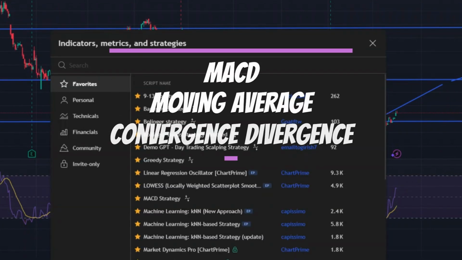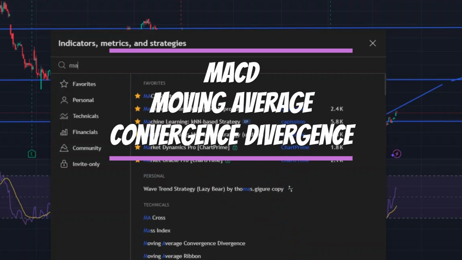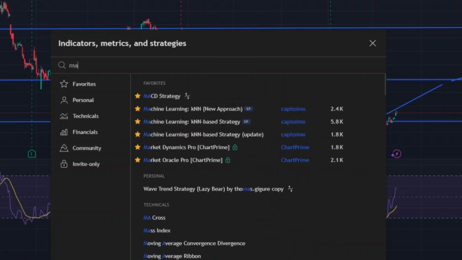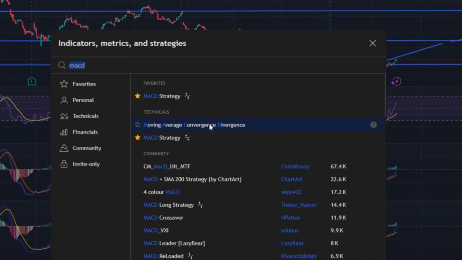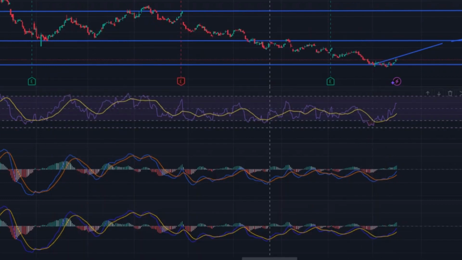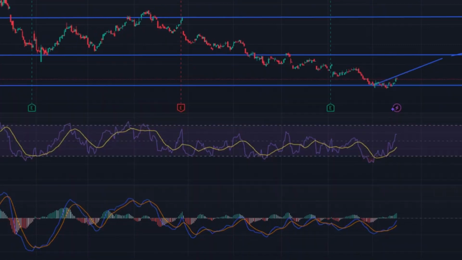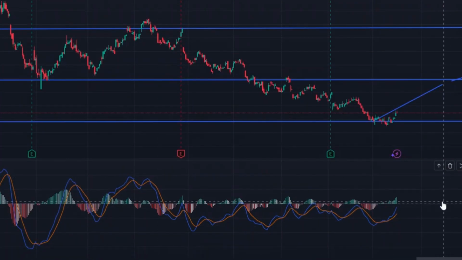That's moving average convergence divergence. So MACD, moving average convergence divergence. There it is right there. All right, we're going to click on this one. Now this takes a lot of things into consideration. I've got too many of them on here. I'm going to get rid of the RSI at this point, just so you can see this one.